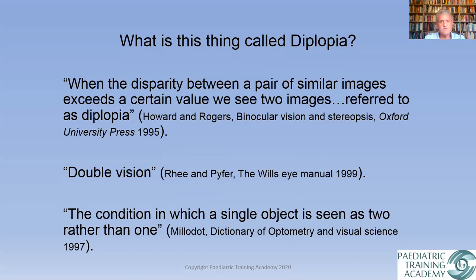Of the definitions that are presented here, probably the second one, diplopia is double vision, and that's all there is to it, is probably the easiest and maybe the simplest, and often simple things are the easiest things to remember and to understand.